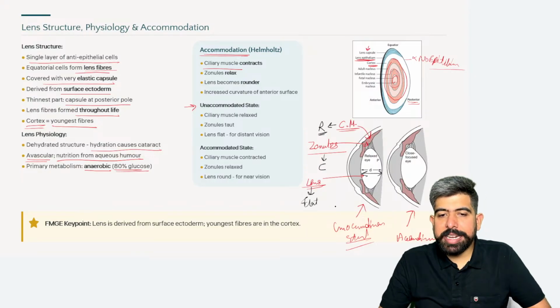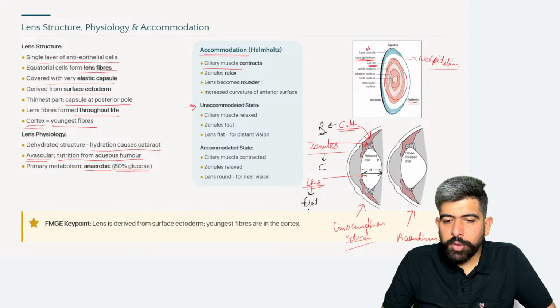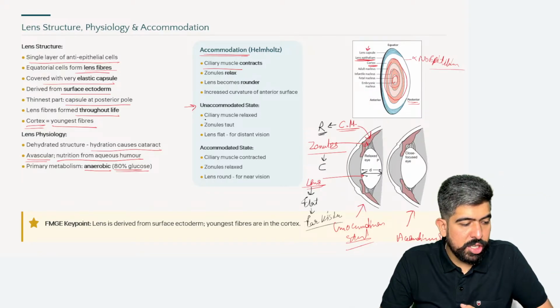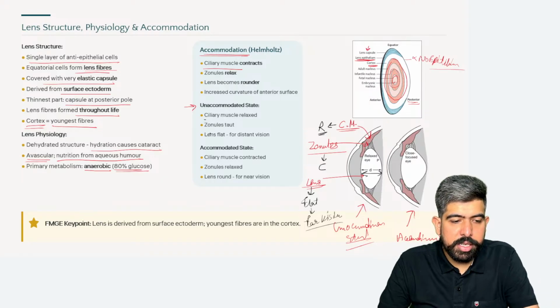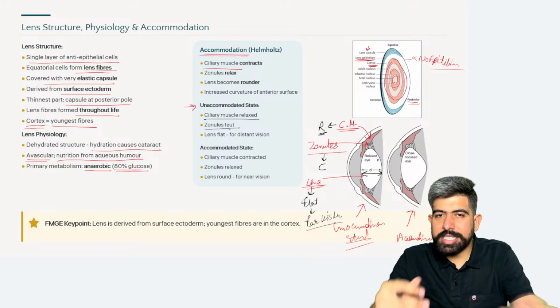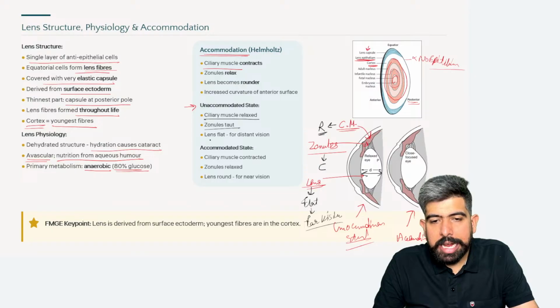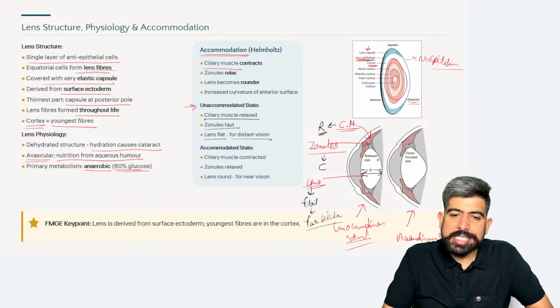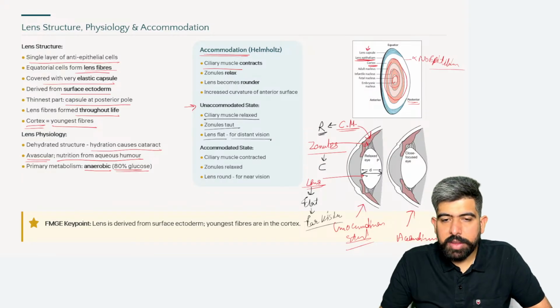Okay, as the lens gets flat, you know very well, this is better for what? The flat lens is better for far vision, or we can say distance vision, right? So you can see these are the three steps mentioned there: the ciliary muscle is relaxed, the zonules are taut, which is to say contracted, and the lens is getting flat. And the lens is getting flat for distance vision.